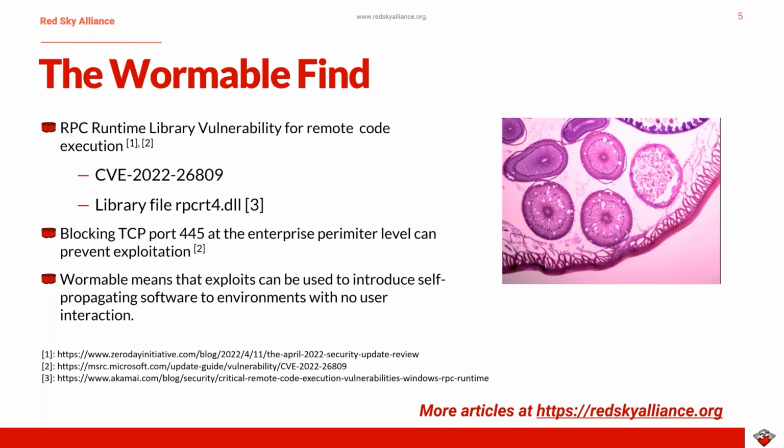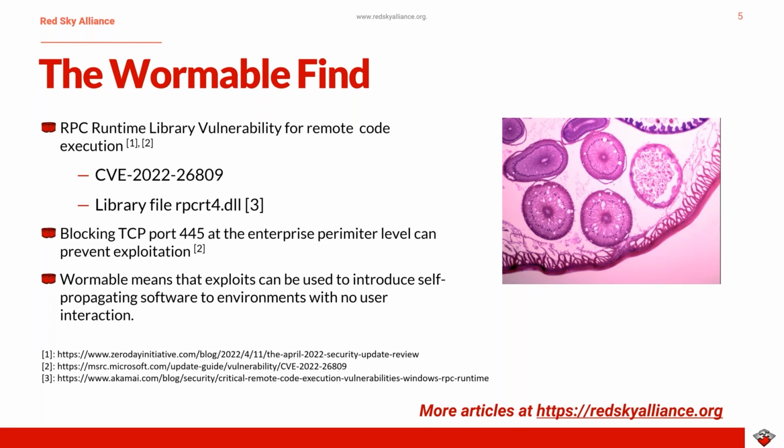Microsoft's official mitigation recommendation for this vulnerability is that you should block TCP traffic on port 445 at the enterprise perimeter level. This unfortunately leaves systems within the perimeter open to attack, but at the very least, it's a good start. The most worrying aspect of this vulnerability is that the exploitation can take place without any interaction and can potentially go unnoticed by users or security staff. This is what makes this vulnerability wormable.